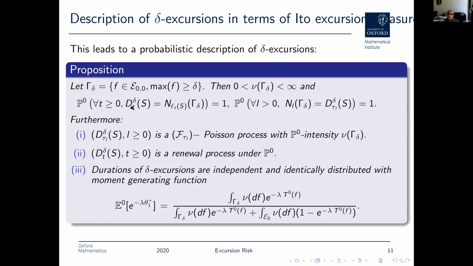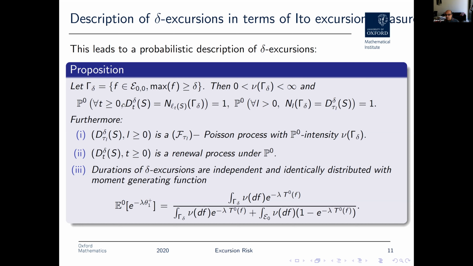So counting the number of delta excursions up to time t corresponds to counting the number of these excursions in gamma delta up to occupation time L_t of S. Or if you fix the occupation time level L, counting the number of excursions in gamma delta up to occupation time L corresponds to counting the number of delta excursions up to time tau_L. Well, tau is the inverse local time. Okay, so we can go back and forth between time and occupation time using L_t in one direction and tau in the other direction.